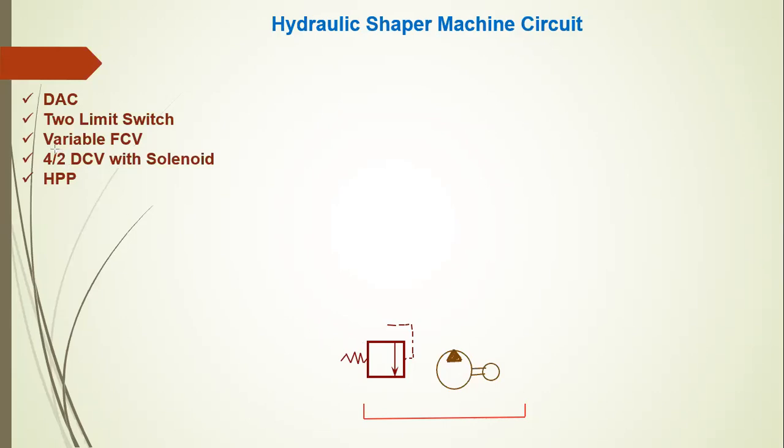Then we require a 4 by 2 direction control valve with solenoid operation. Next I draw the 4 by 2 direction control valve.